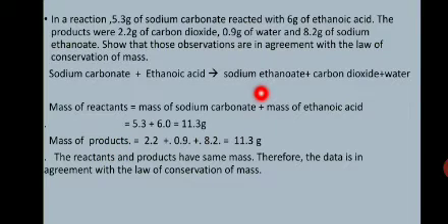Next, we have to find out the mass of the products. Mass of sodium ethanoate plus mass of carbon dioxide plus mass of water. So 2.2 plus 0.9 plus 8.2 gives 11.3 gram.